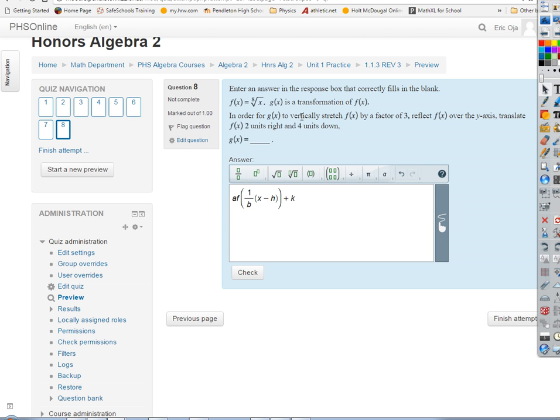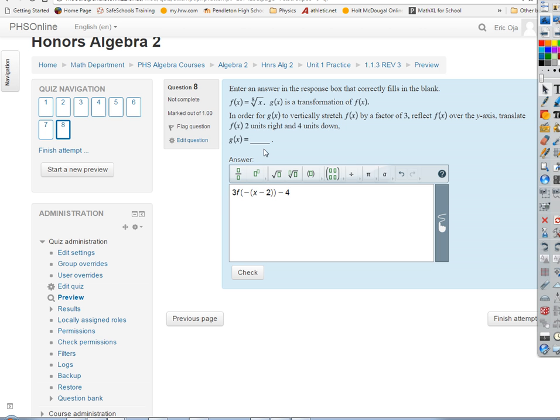All right, so what do we got? If we're going to vertically stretch by 3, then that means that a is equal to 3. We're going to reflect over the y-axis, which means that 1 over b, the reciprocal of b, is negative. We're translating 2 units right, so h is positive 2. And we're going 4 units down, so k is negative 4.